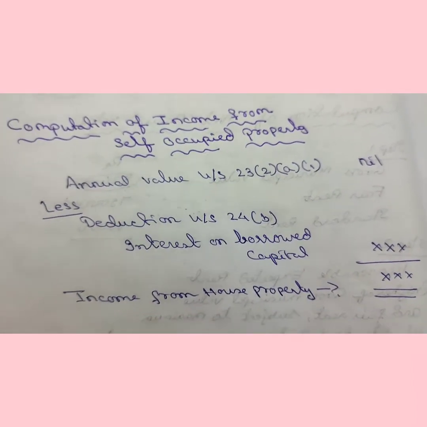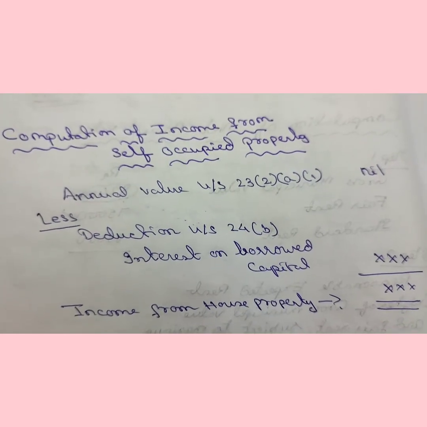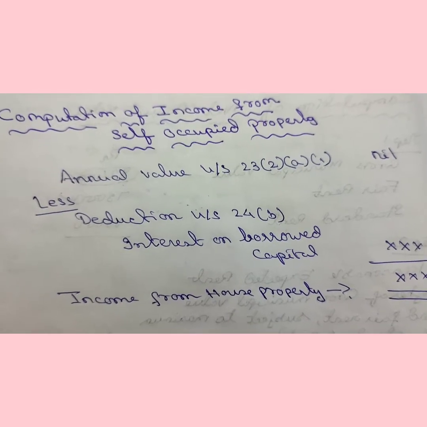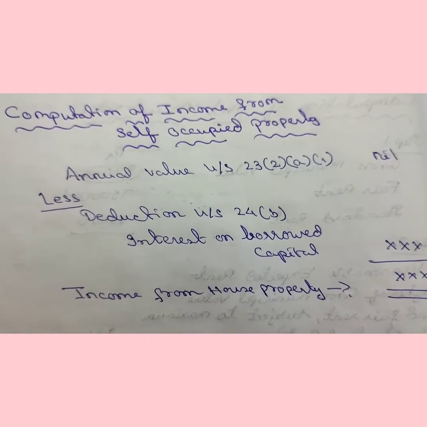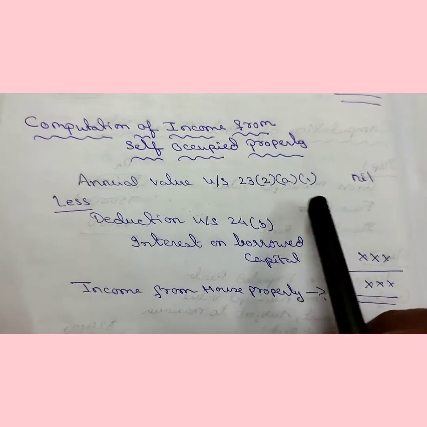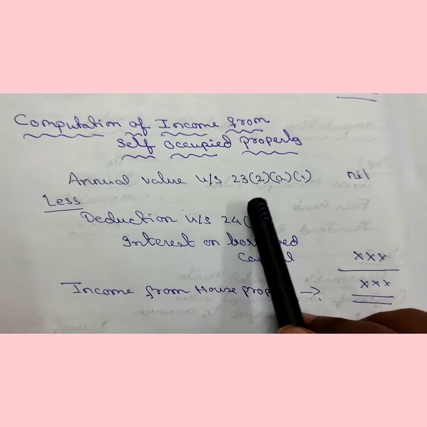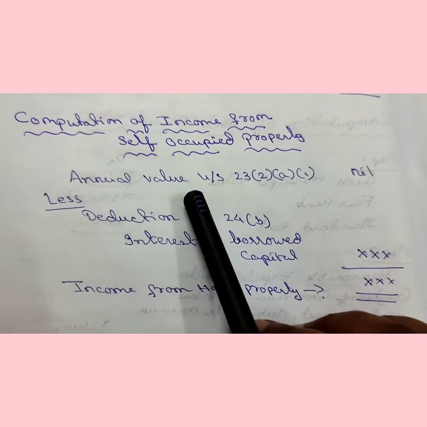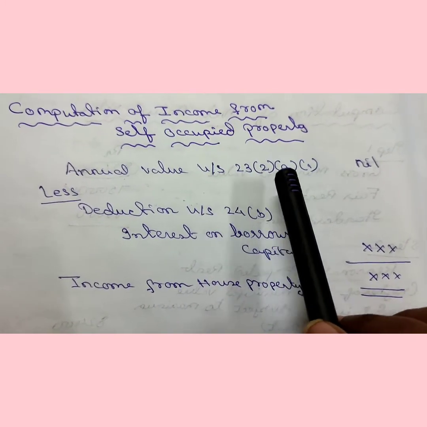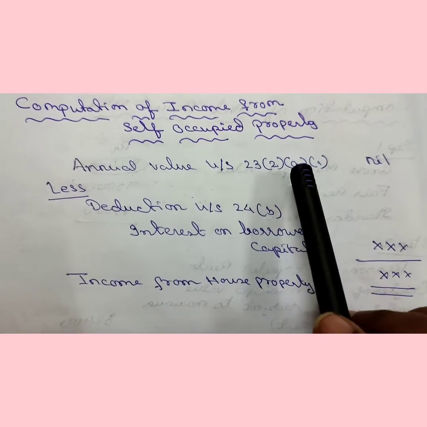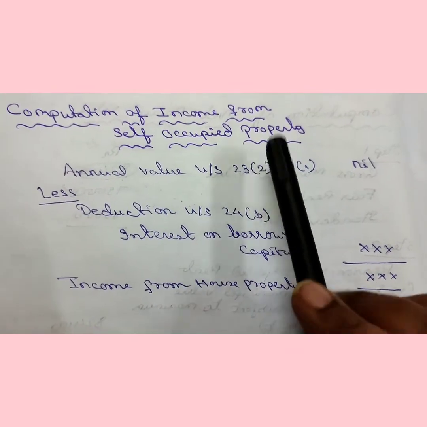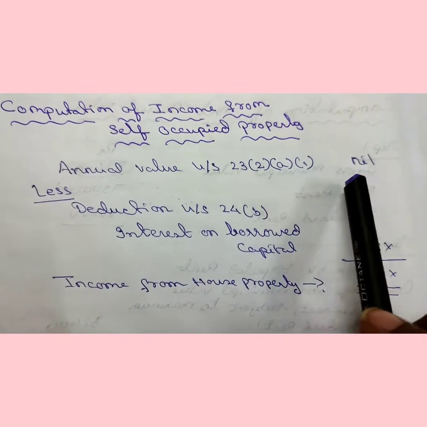The other part is not in your syllabus. We will take that the house is self-occupied by the owner throughout the year. In this case annual value is nil. You don't have to calculate any annual value. Just put annual value nil. The section is section 23 subsection 2 clause A clause 1. You may write it, you may not write it. Annual value of self-occupied house property throughout the year is nil.